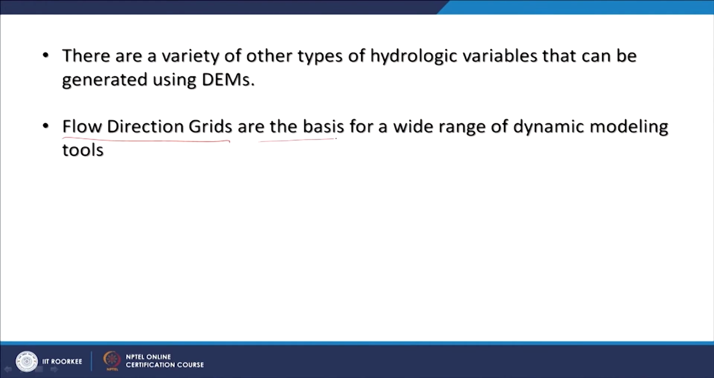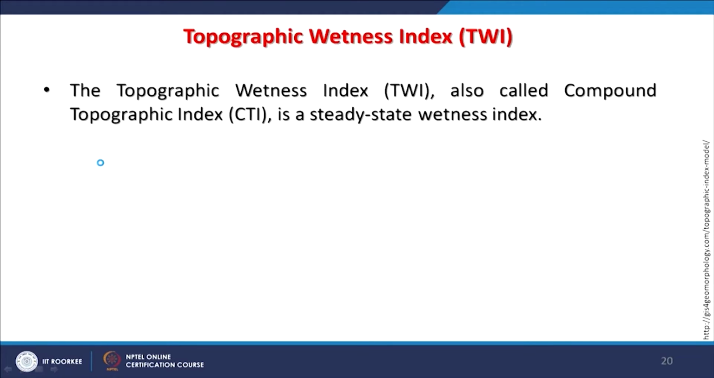There may be many other types of hydrologic variables that can also be generated using digital elevation models. In this course, in limited time, we have touched only a few. When we started discussing digital elevation models, at that time I mentioned that digital elevation models and satellite images are a storehouse of information. As we are moving and advancing, we are taking out many other kinds of information from these two major sources. Flow direction grids are the basis for a wide range of dynamic modeling tools, where we keep changing things as per the prevailing, current conditions.